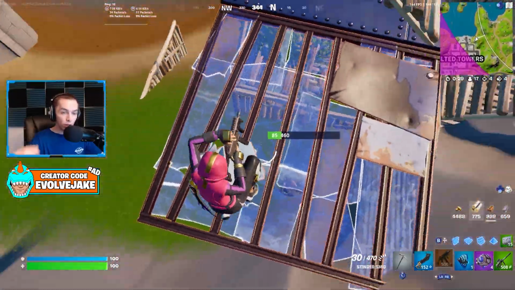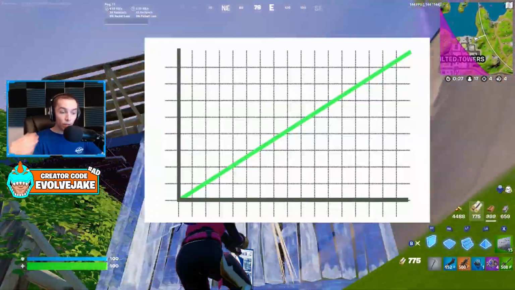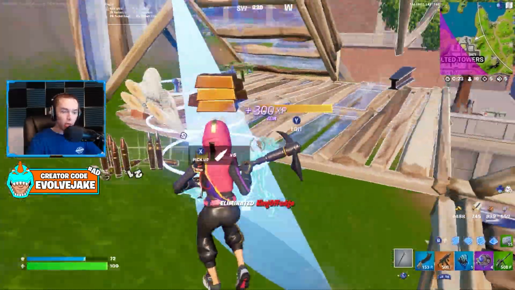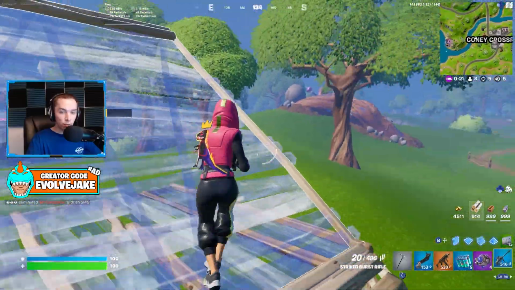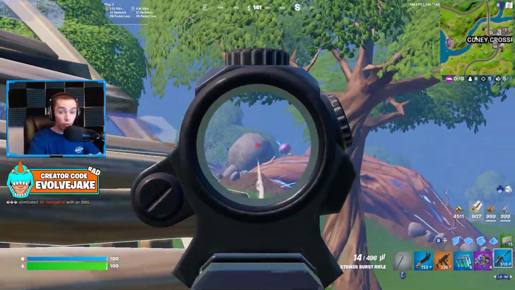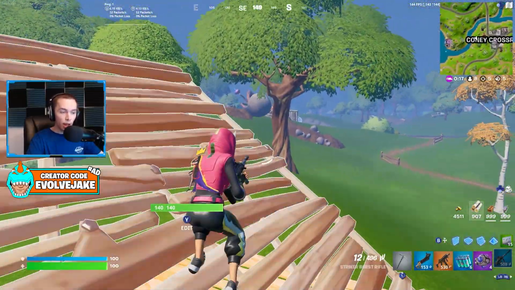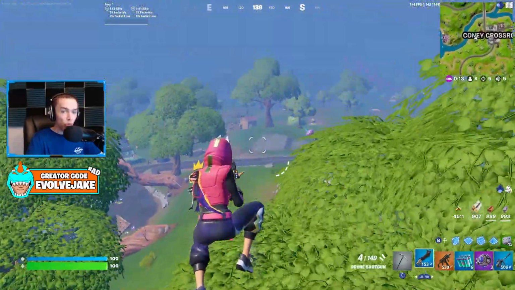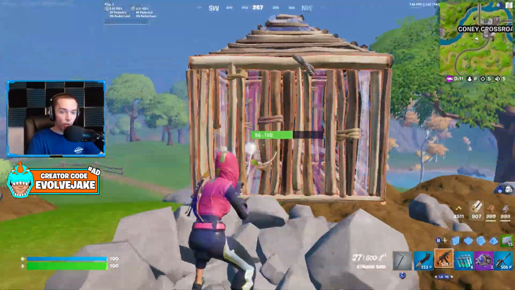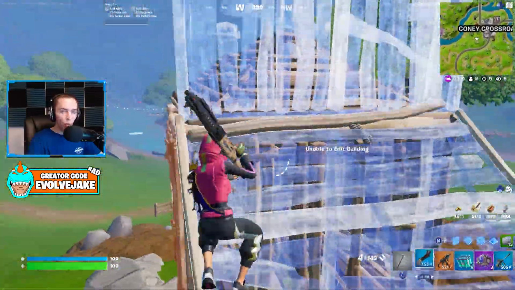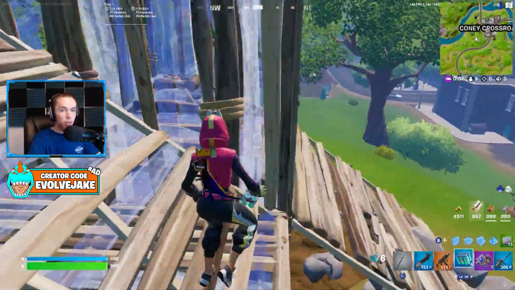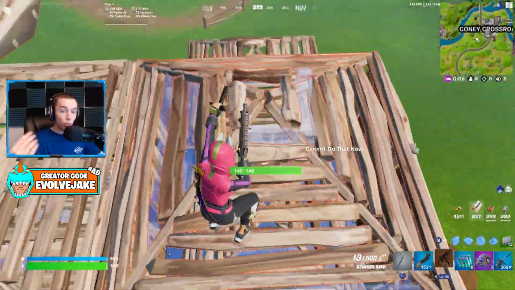Whereas linear, this is a linear graph here, is very direct and very straightforward. It increases rapidly, and this is really going to affect your sensitivity. It feels like your sensitivity increases much faster, and when you first switch to it, it feels like it's uncontrollable and it just makes everything feel way faster. And you might be asking yourself, why would you want your sensitivity to feel fast and uncontrollable? And that's mainly just because of the nature of Fortnite with building and editing.